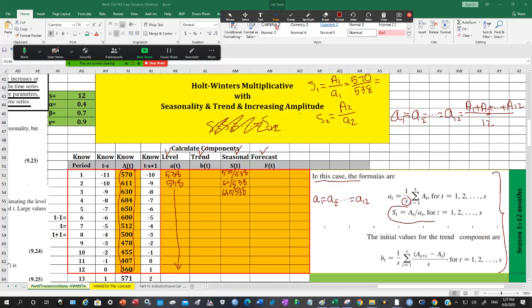So far we found the level component, which is the same for the first 12 periods, and then the seasonal component. The trend component is found kind of differently.